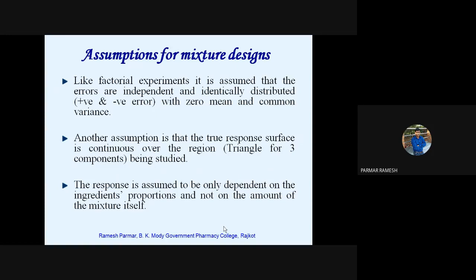Another assumption is that the true response surface is continuous over the region. For a triangle, for three components, it is a continuous response. That is, it should not be the case that at some point we are not getting any response at all. Your response should be uniform throughout the region. For example, if you are preparing an emulsion, it should not be the case that using a particular combination you are not able to get the emulsion. All the combinations which you are using should provide at least an emulsion. Their properties may differ, that is, the globule size or any other properties may be different, but at least an emulsion should be formed.